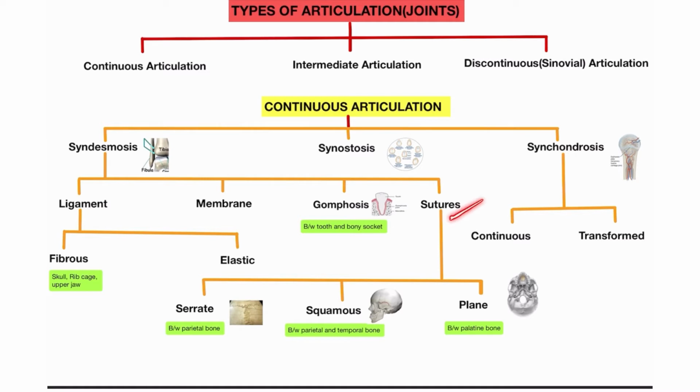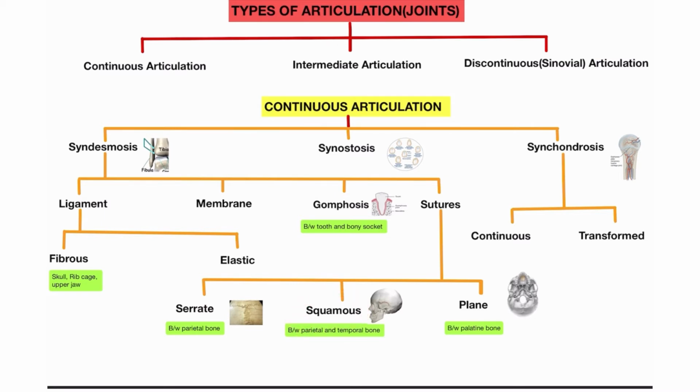Sutures, there are many types of suture: serrate suture, squamous suture, plain suture. Serrate sutures are present between the parietal bones. This is one parietal bone, this is the second parietal bone. The joint present between these is called serrate suture or serrate joint. So these are present between the parietal bones. It is also present between different types of bone.